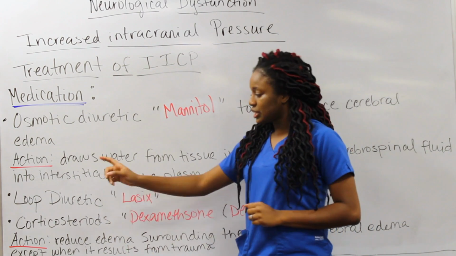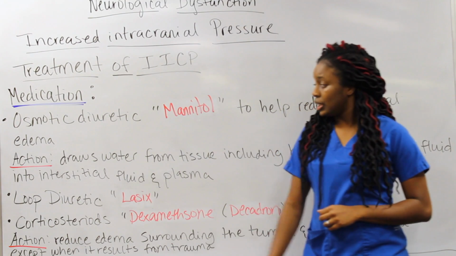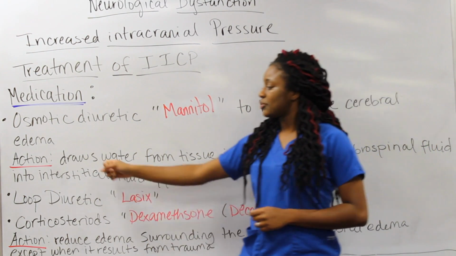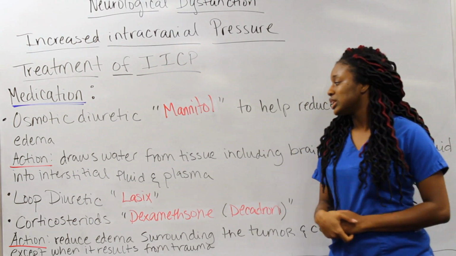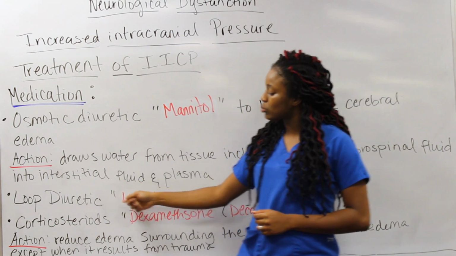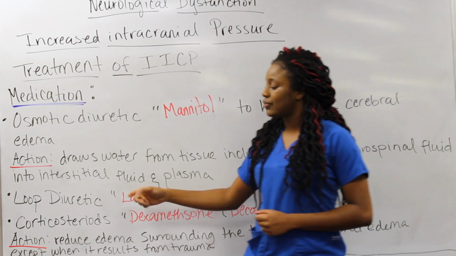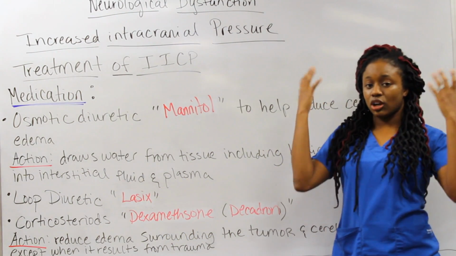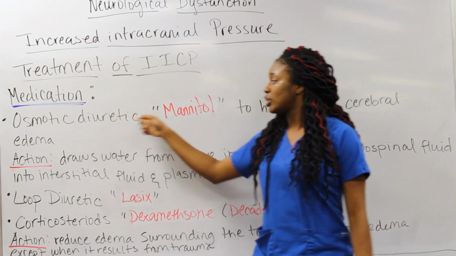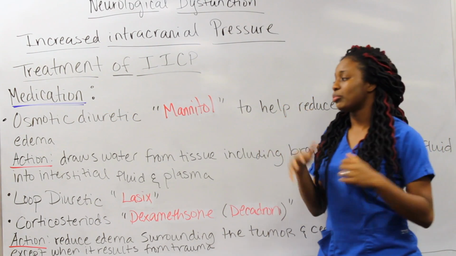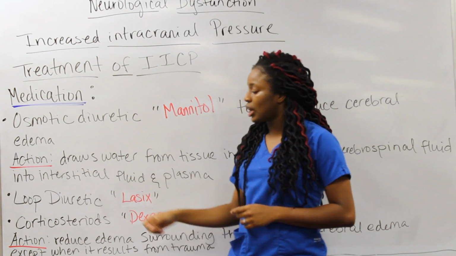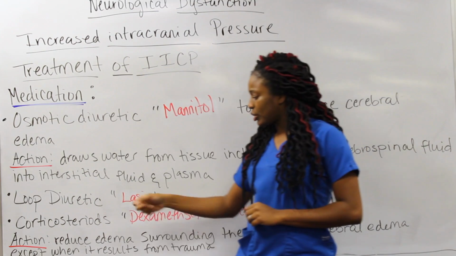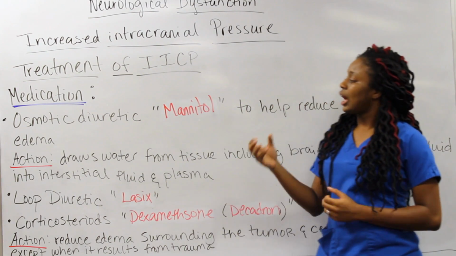All right. The next thing you can use is a loop diuretic. And if you notice, they're both diuretics, so they're doing the same thing, right? The mechanism of action is going to be the same. The only thing is that this medication works in the vascular spaces, where it doesn't always just target the brain. The osmotic diuretic targets the brain a lot, and the loop diuretic can be more generalized, okay? So it brings all that fluid out into the urine.